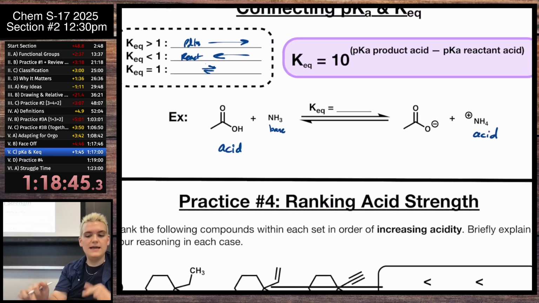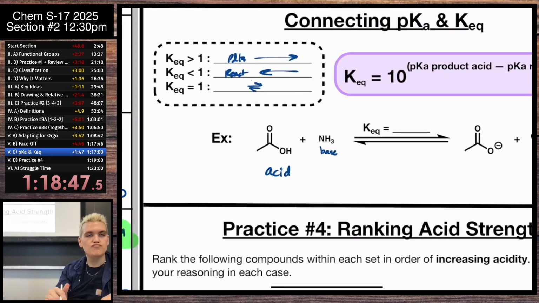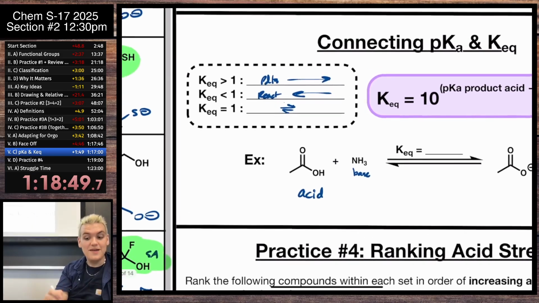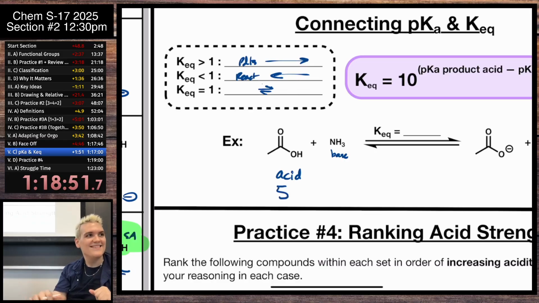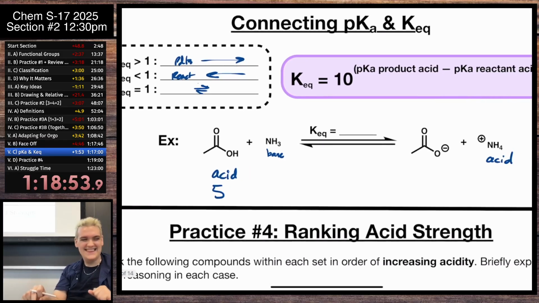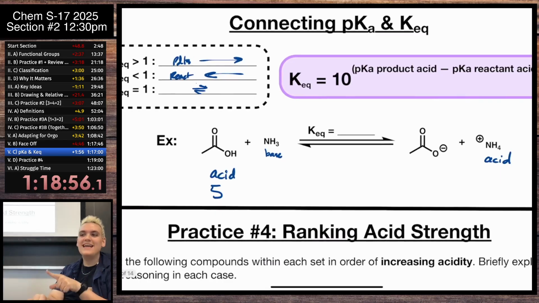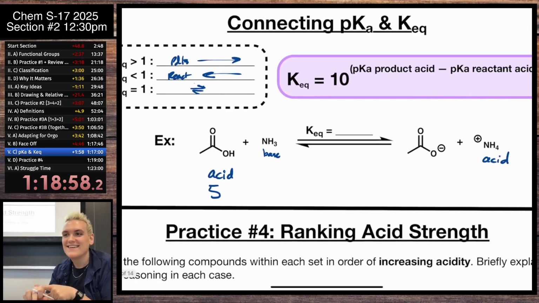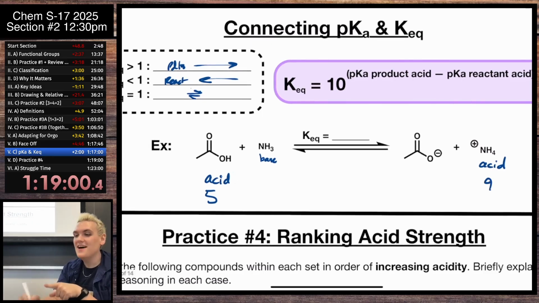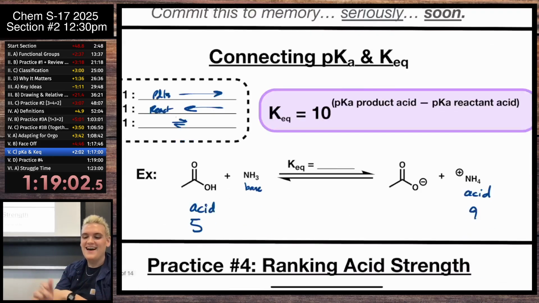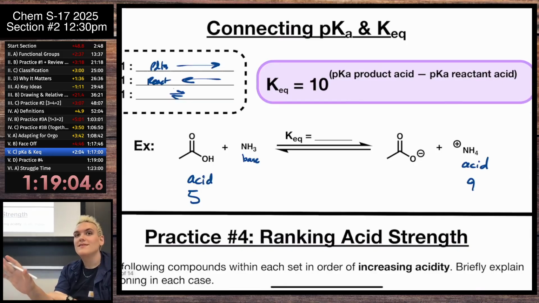Okay, well what's the pKa of a carboxylic acid? 5. Then what's the pKa of NH4? It's 9. Yes, we can scroll up. So, yeah, hydrogen cyanide, great.